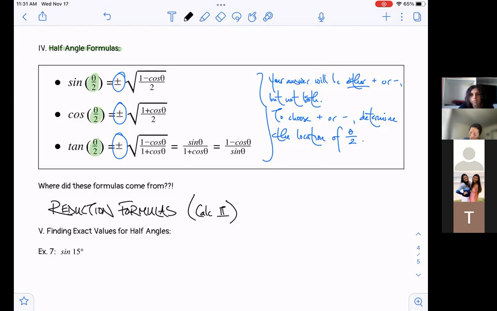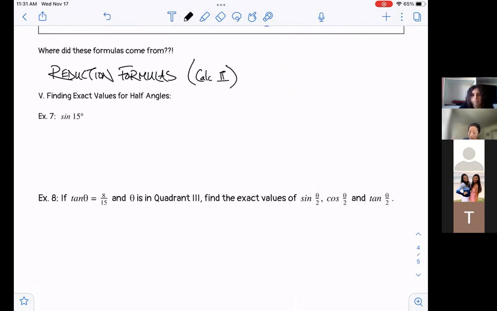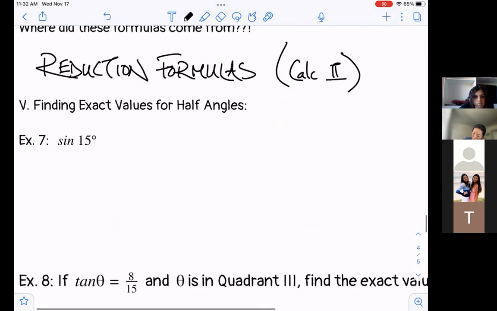All right, so let's figure out how we find exact values for these half angles. This is going to be really similar to what you did on Monday with the sum and difference formulas, but now we're looking at precisely half of things. We don't have to think about what we're going to add and subtract together. We're just cutting something in half. Okay, so let's start with example 7.